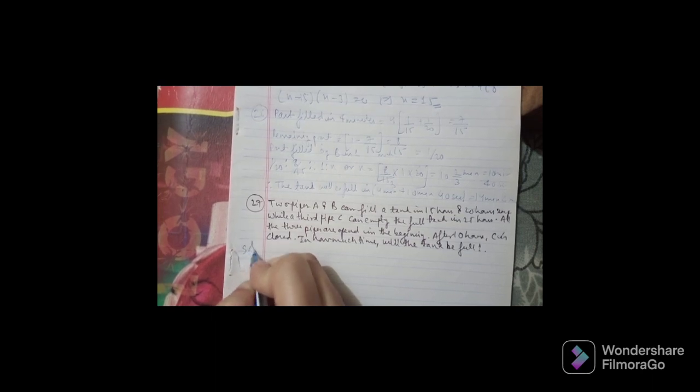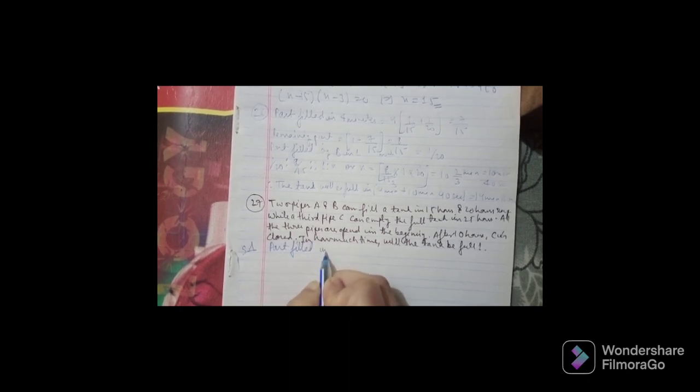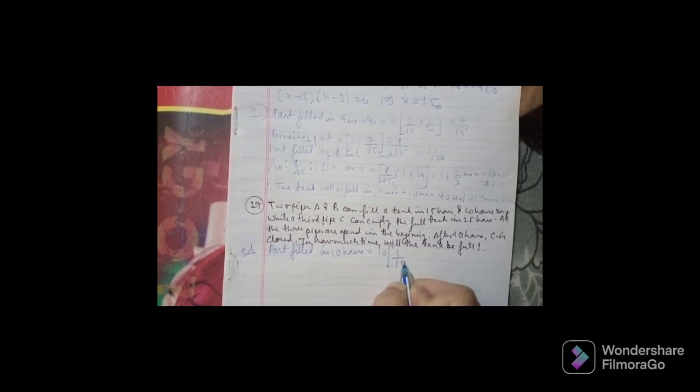Options are 12 hours, 13 hours, 16 hours and 18 hours. So here we go for the same. Part filled in 10 hours equals 10 × (1/15 + 1/20 − 1/25), which equals 23/30.